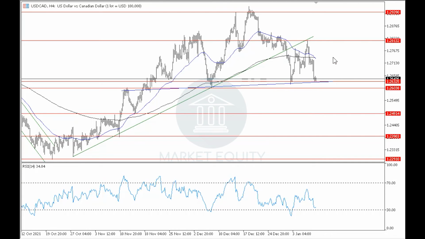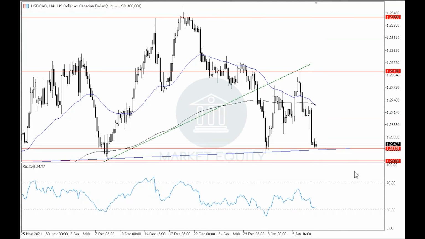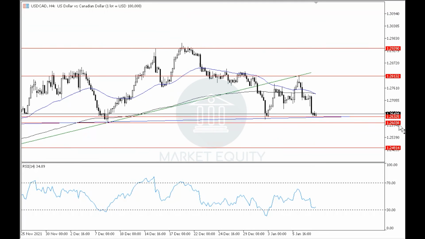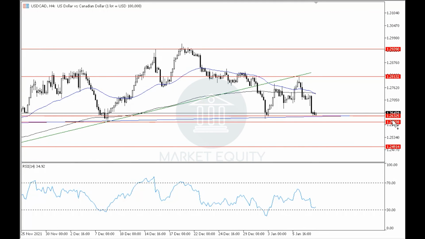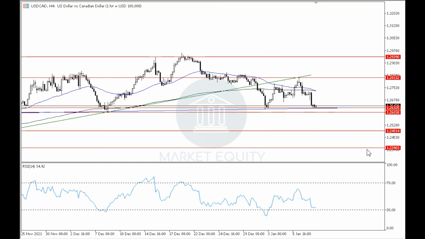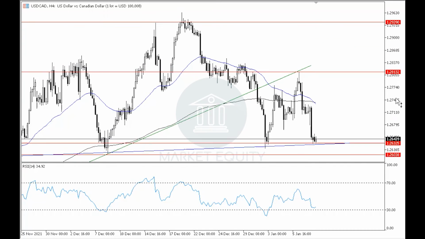pair has formed, and therefore by breaking downwards to this level it will support the probability of a bigger and deeper downtrend in the 4-hour time frame, which in that case will extend to target around level 1.2490, then around level 1.2390 as primary targets in the downtrend.